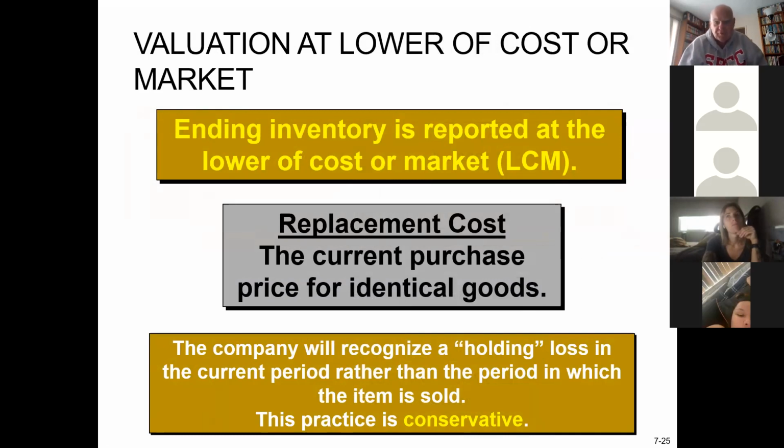Okay, we hit the sort of the guts of the chapter, huh? So let's get into the epidermis here. Lower of cost or market. Ending inventory is reported at lower of cost or market. Well, what does that mean?